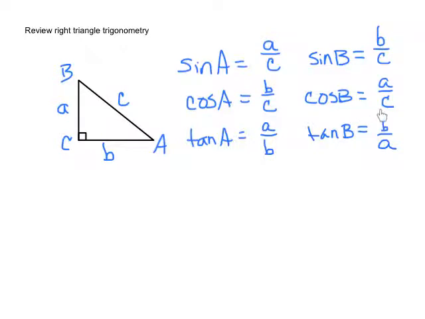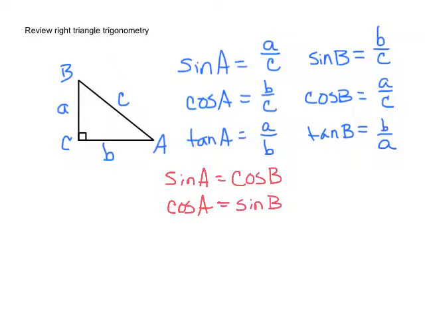So if you take a look at these things, the sine of A is the same value as the cosine of B, and the cosine of A is the same as the sine of B. So because we're in a right triangle, and because the opposite of one angle is the adjacent of the other, we can always say that in the same triangle, the sine of one angle is equal to the cosine of the other. And the cosine of one angle is equal to the sine of the other.